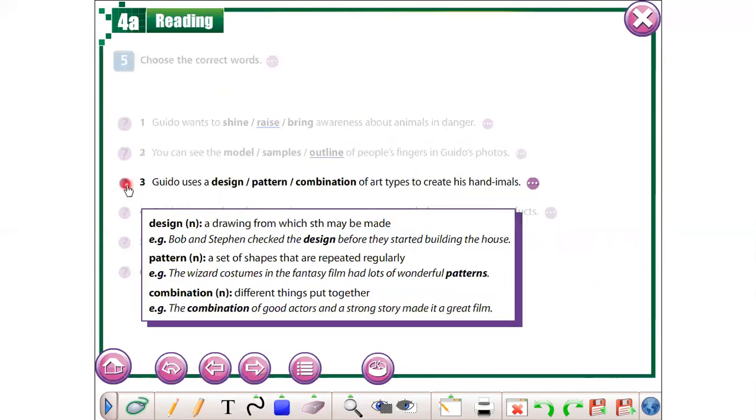Number 3, Guido uses a design, pattern, or combination of art types to create his hand animals. Design, a drawing from which something may be made. Pattern, a set of shapes that are repeated regularly. Combination, different things put together. Which is the correct option? In this case it is combination, different types of art to create his hand animals.